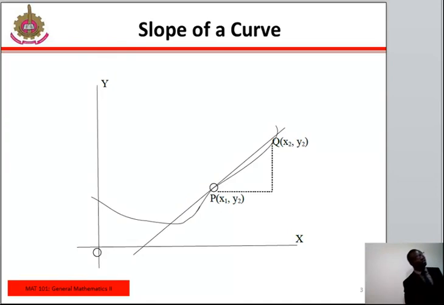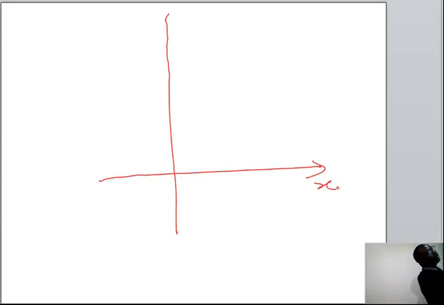Now let's assume you now have a curve instead of a straight line. Then the curve looks like this. This is the x-axis and this is the y-axis. Now instead of having a straight line, you are having many points like this, and you now have a curve passing through them.